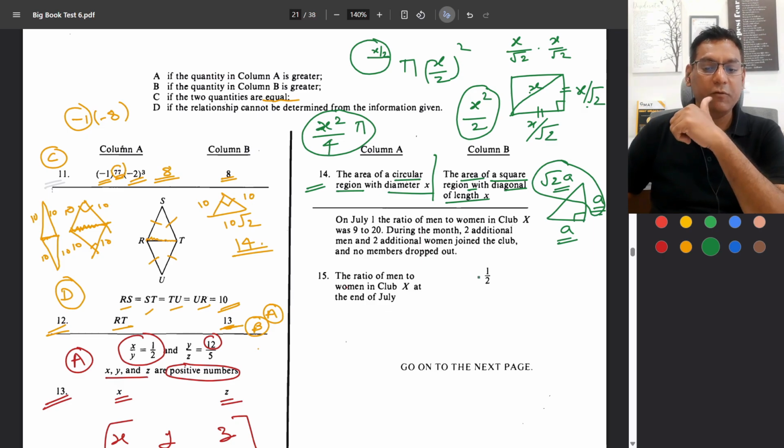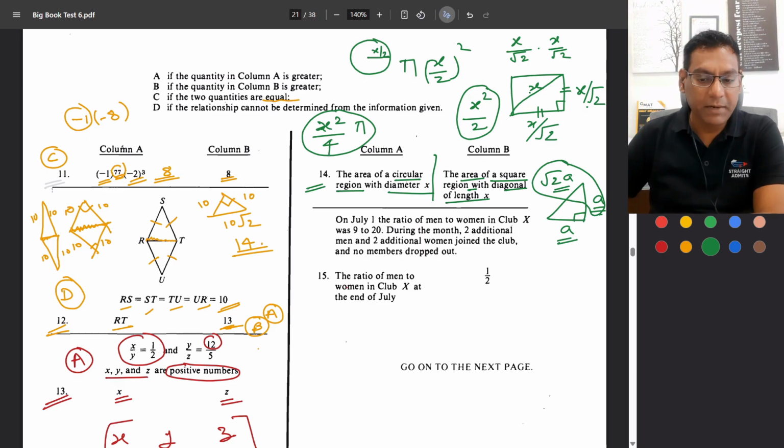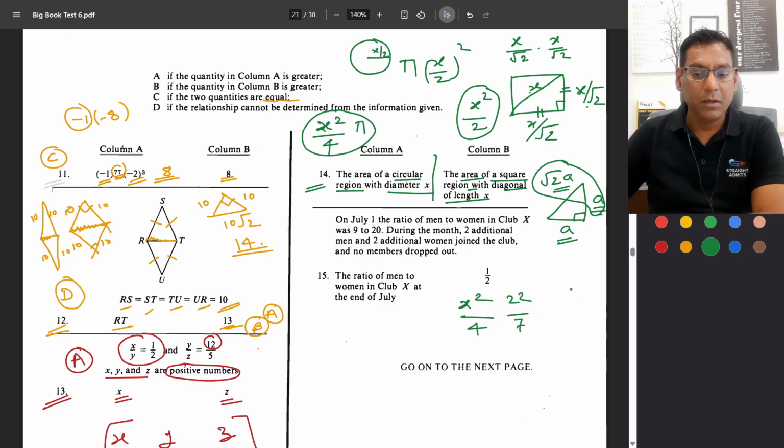Let's put the value of pi. There are different ways of doing it, I'm just doing it one way. X square by 4, pi is 22 by 7, so that means x square into 22 by 28. This is on the left side. On the right side I have x square by 2, so let's multiply everything by 14, so I get 14x square, and on the bottom I get 28.